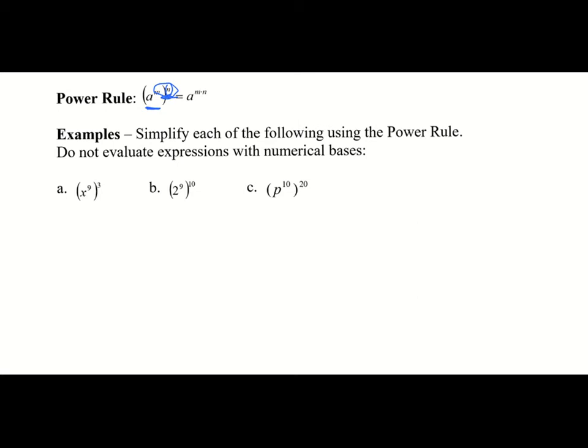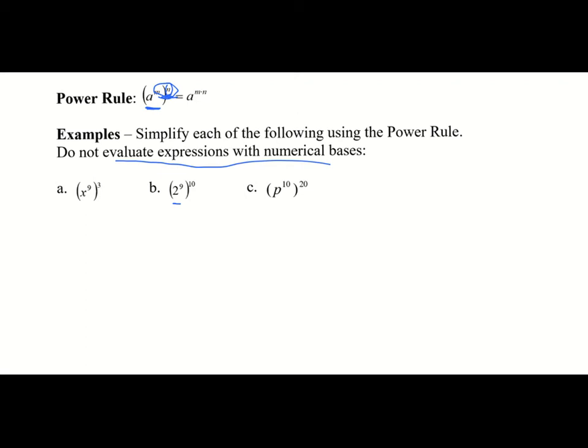to multiply those exponents. So here for this one, they don't want you to evaluate expressions with numerical bases, meaning they don't want you to multiply out like here with the 2. They don't want you to do on your calculator 2 to the 9th power. They want the answer written as a power, so a base and an exponent.